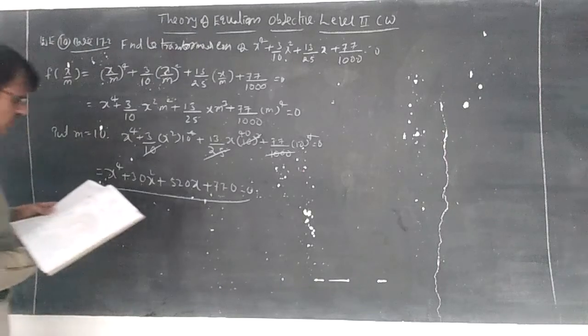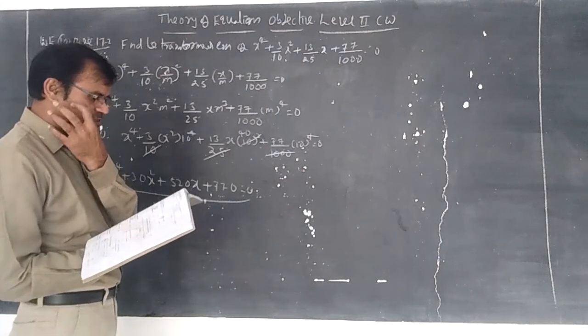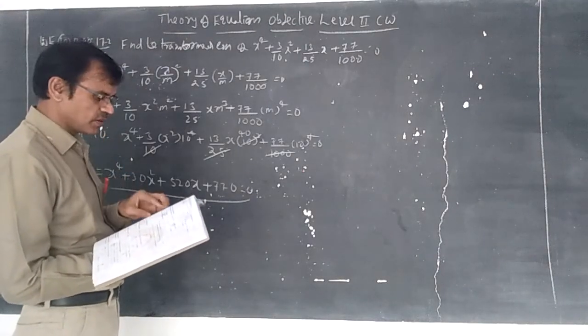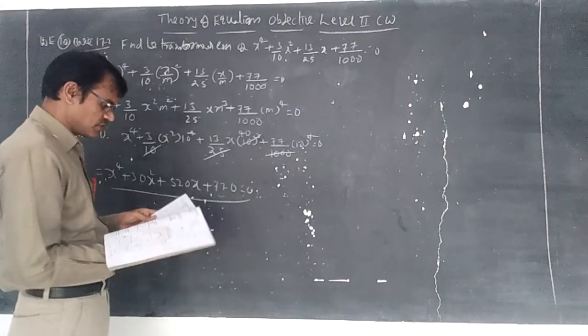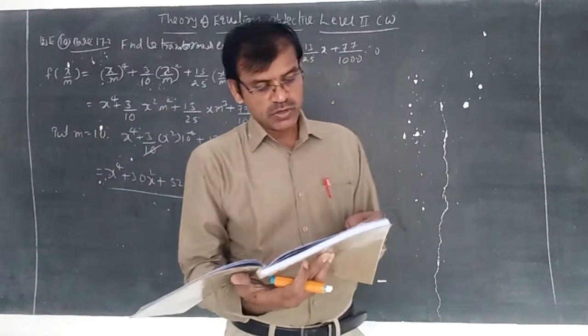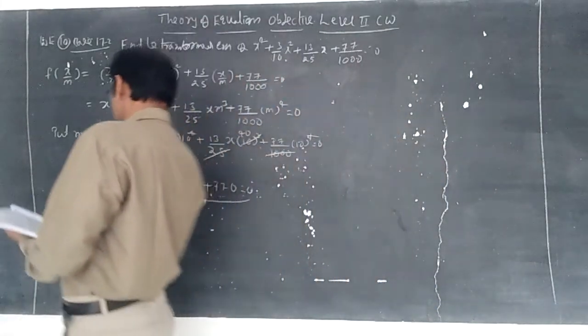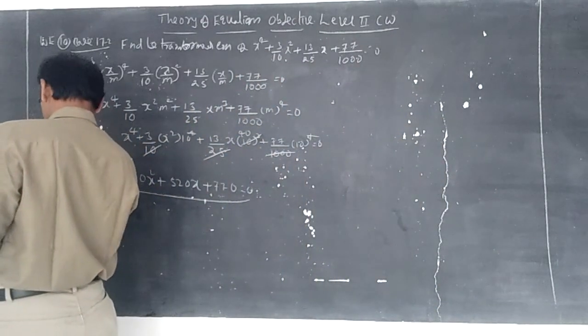x power 4 plus 30x square plus 20x. Maybe a mistake, students, not 20, it is 520, a mistake may be there. That's 770, it's okay. Depends upon the worked example, page number 172. Now we can do the 17th question of level 2. 17th question, level 2.